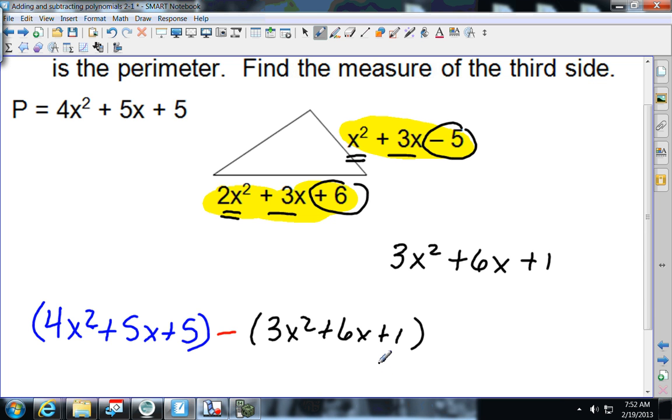Now, some of you guys are going to totally see, and I get this, you're going to see that all I have to do is subtract 4 minus 3, right? And 5 minus 6, and 5 minus 1, and that's okay. I'm just writing out the steps. Some of you I totally just lost with what I just said. I'm going to try and find you all. All right.